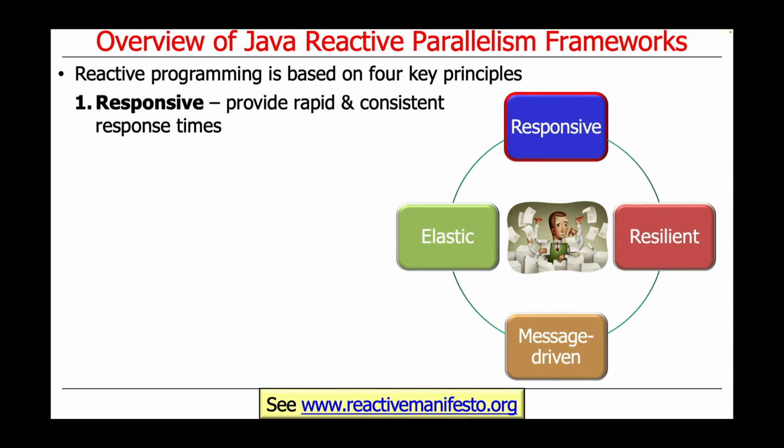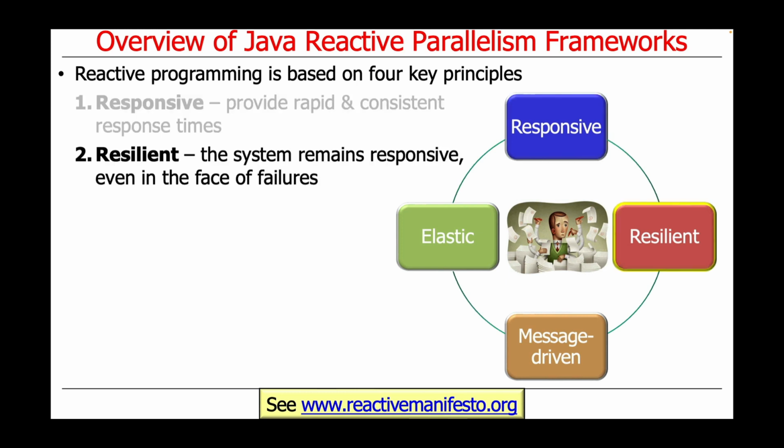Responsive means the ability to provide rapid and consistent response times. That really comes back to this issue of latency. We want to be able to make the response be as low latency or as quick as possible, and we'd like it to be fairly consistent so you don't have large gaps or delays where sometimes it's responsive, sometimes it's not. Another principle is resilient, and the idea here is the system should remain responsive even when things go wrong.